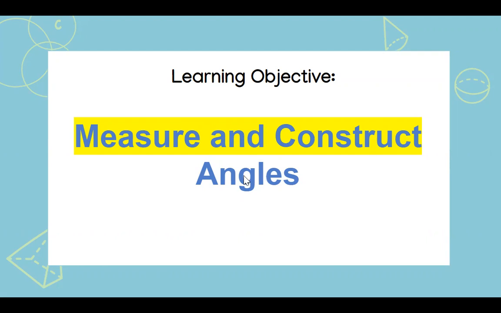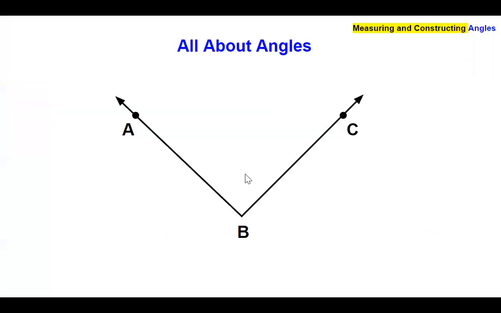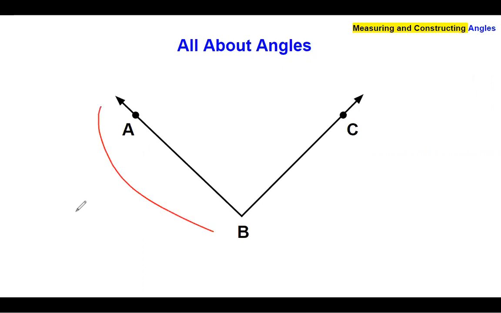Okay. Here we go. Ready? All right. Here's all about angles. So we have our beautiful angle. In this case, this angle is created by 3 points and 2 rays. Where are my rays, you might say? One of my rays is located right here. Ray. And my other ray is located right here.